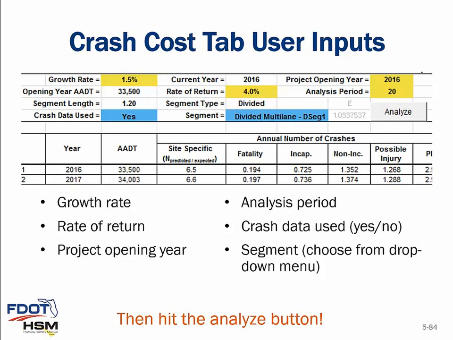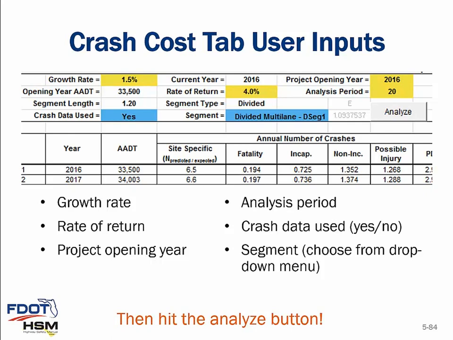And then you can go through and enter in your opening year, your rate of return. You can tell what segment, and you can tell it the analysis period. And all of this gets in. And the most important thing is hit the analyze button, because if you don't hit that, it won't take all those factors you just entered in into account.